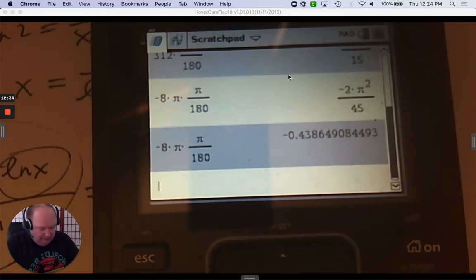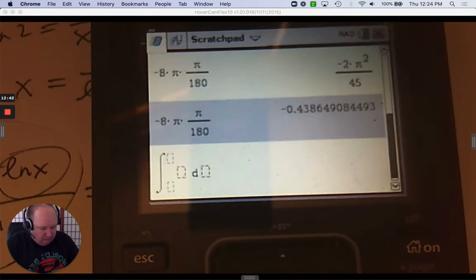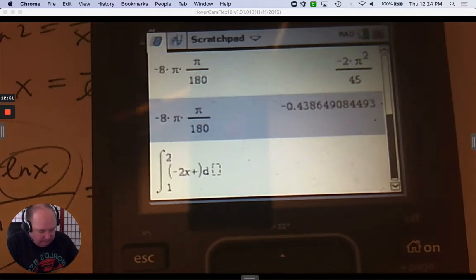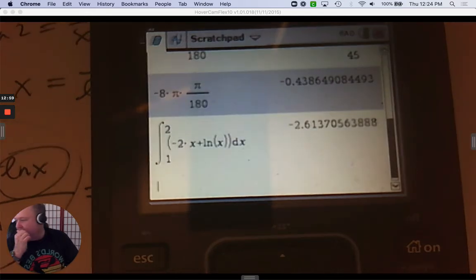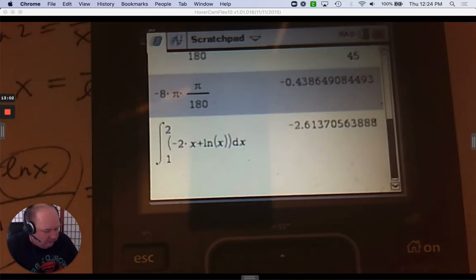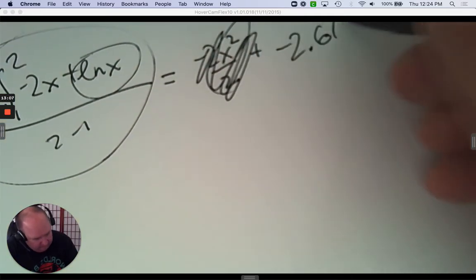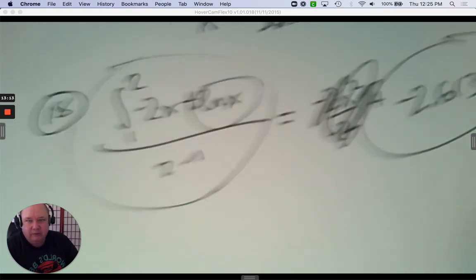So I'm going to go menu, calculus, integrate. And I'm going from 1 to 2. And it's negative 2x plus ln x dx. Oops, there. So I don't need to go divided by 1. And I get negative 2.613. There we go. The calculator right there, negative 2.613.